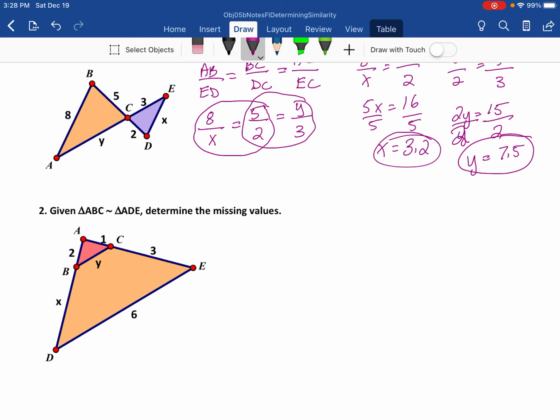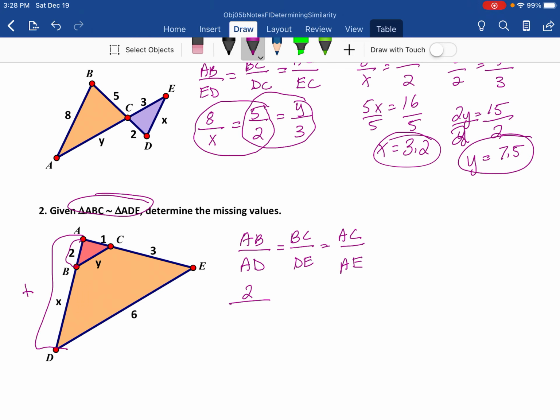Okay, so last thing. Again, we're told that they're similar. So I know things like AB over AD, I'm just looking at my similarity statement, is equal to BC over DE, which is equal to AC over AE. Okay, so then I write everything in. So my distance from A to B is 2. My distance from A to D is X plus 2.